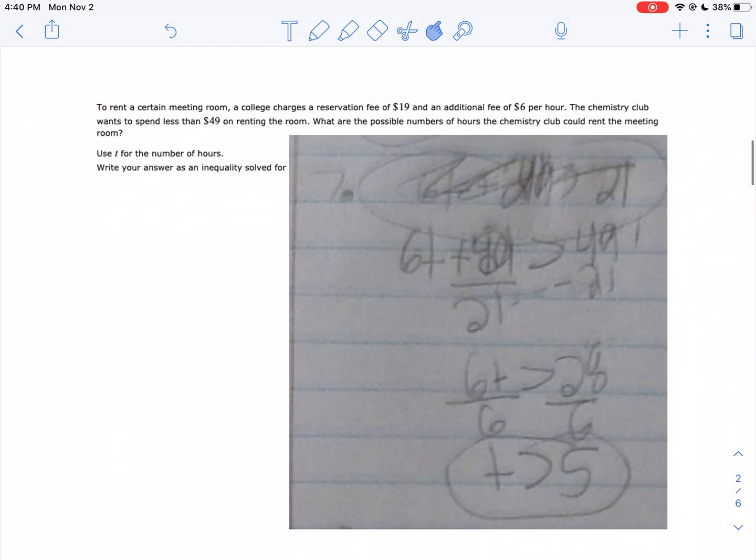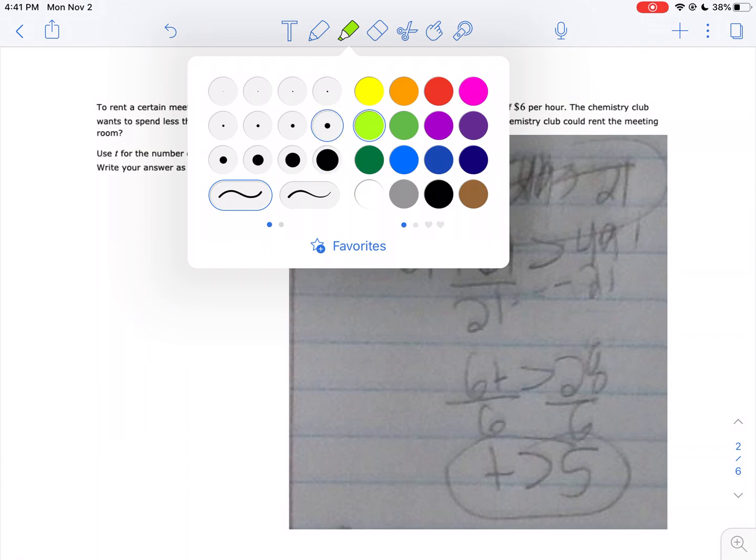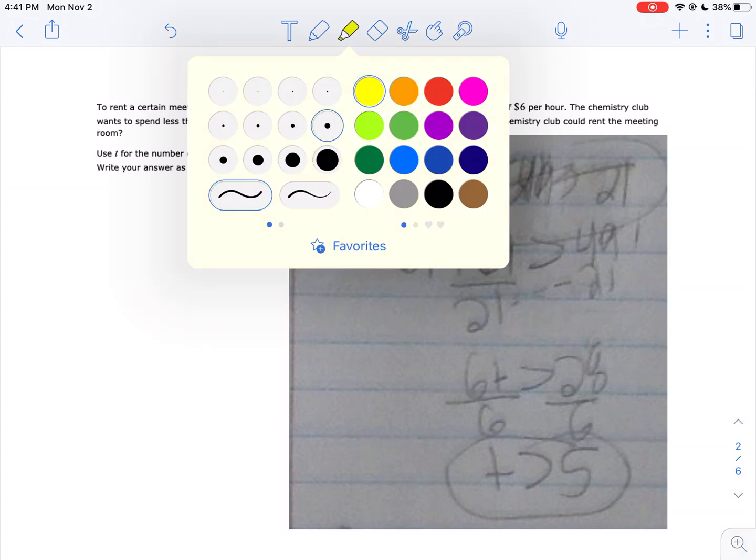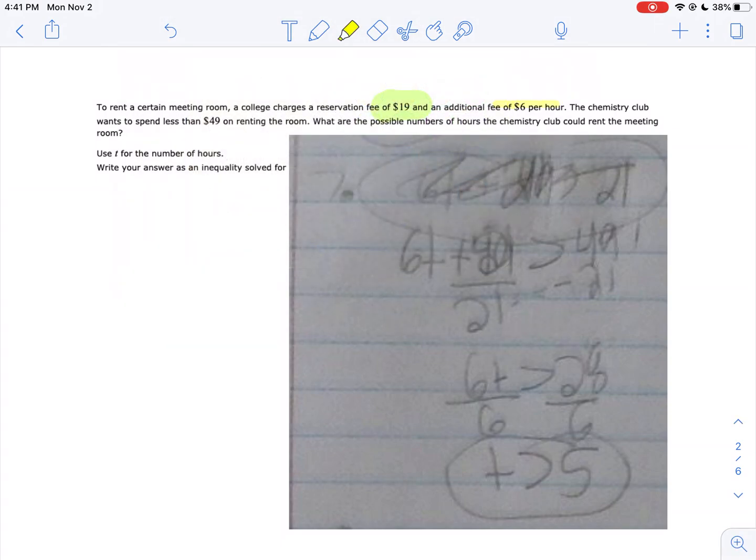Let's take a look at another one here. This one, I think you just confused yourself. It says, to rent a certain meeting room, a college charges a reservation fee of $19, and an additional fee of $6 per hour. The chemistry club wants to spend less than $49 on renting the room. What are the possible number of hours the chemistry club could rent the meeting room? Use T for the number of hours. Write your answer as an inequality, solve for T.